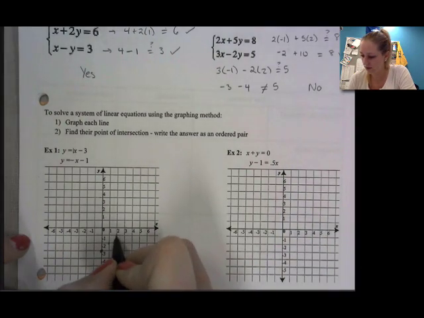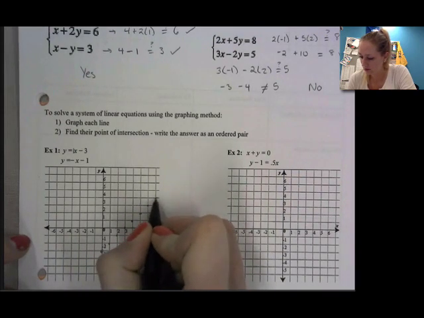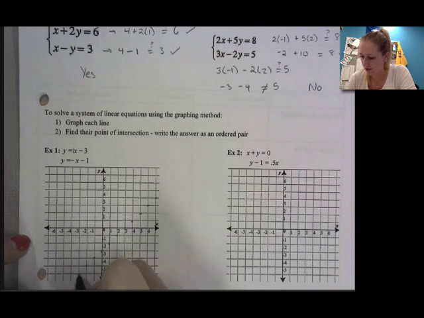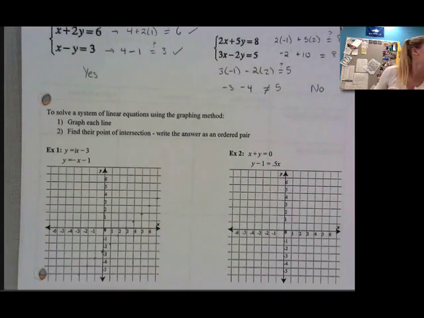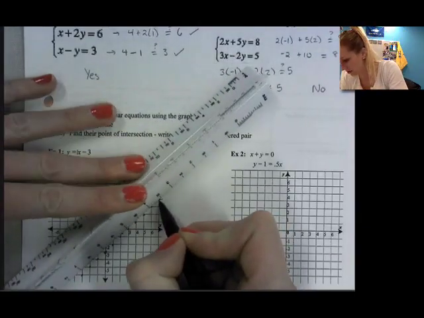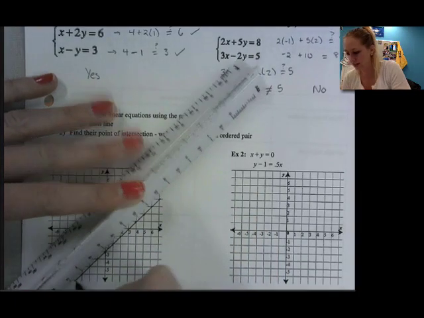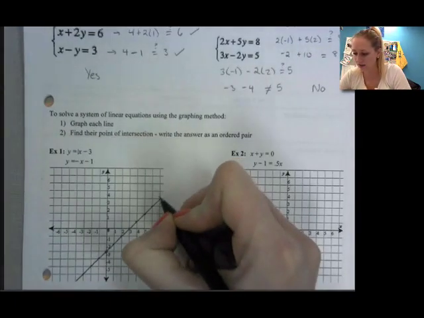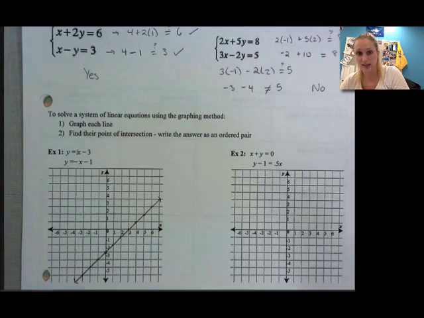Up 1 over 1, up 1 over 1. So we want these lines to be really accurate. Even using a ruler would probably be really good. I have one on hand. So using a ruler just to make our line really straight and make sure it's going through the nice points. The reason why we want it to be so accurate is because we want to know where it intersects this other line. So if it's off by a little bit, that can make the intersection point harder to find. All right, now we're going to graph the second line.